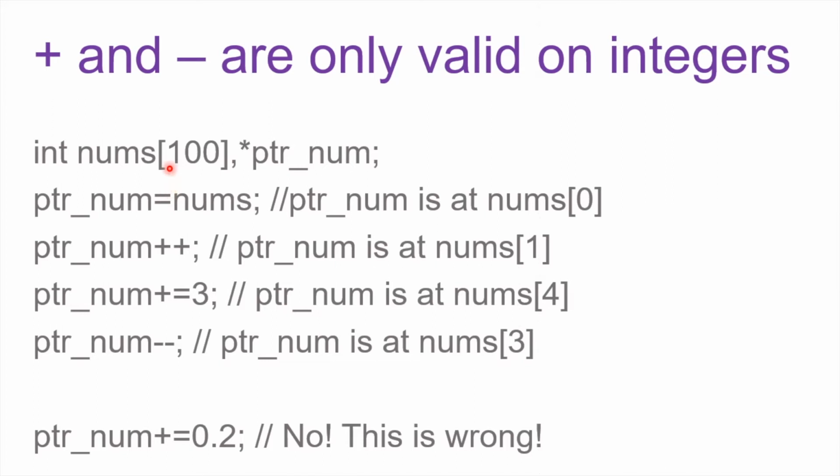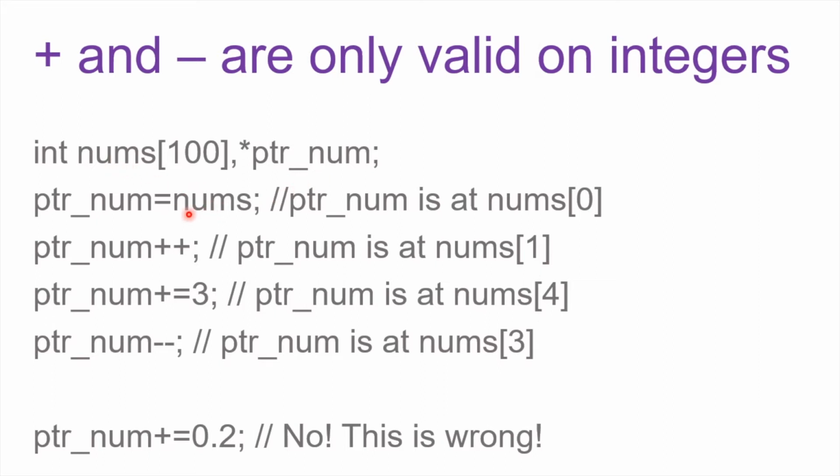When using these two operators on pointers, you have to keep in mind it's different from the operation on the values. This is an example to use these two operations when we have an integer array nums, and let's define a pointer here. At the very beginning, we can set that pointer to the nums.